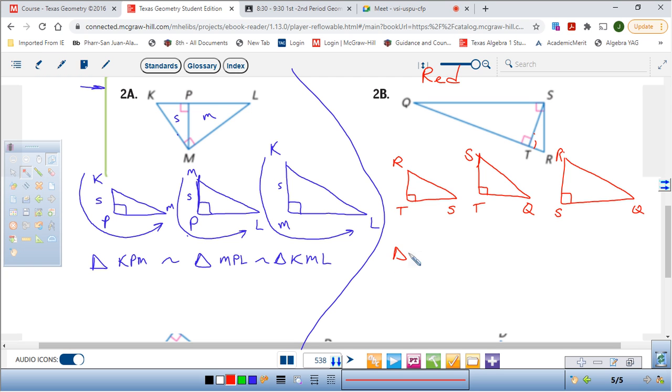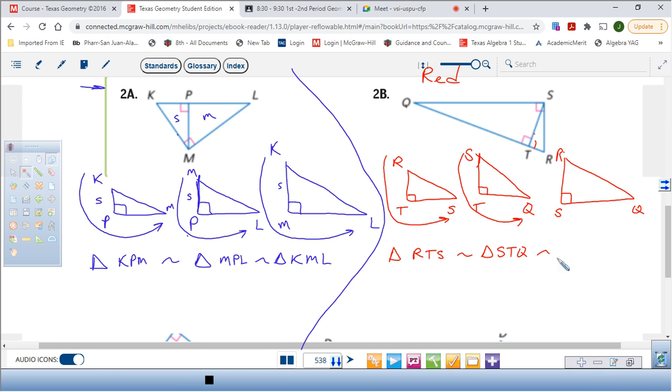So we're going to come out here and name the triangles. The triangle similarity statement would be triangle, right? You can do any direction. What do y'all think? Same direction, or we try it another way? All right, we'll go same direction, not to throw people off. Triangle RTS is similar to triangle STQ, which is similar to triangle RSQ.